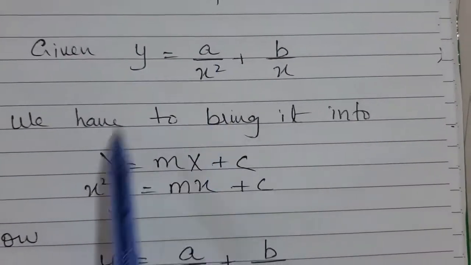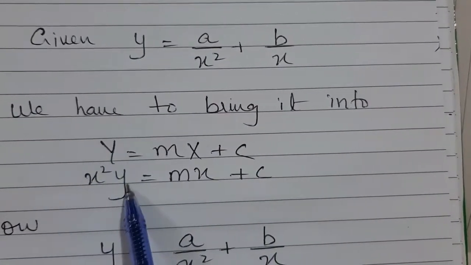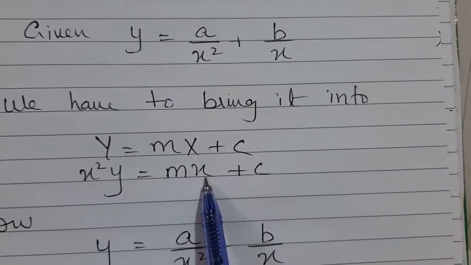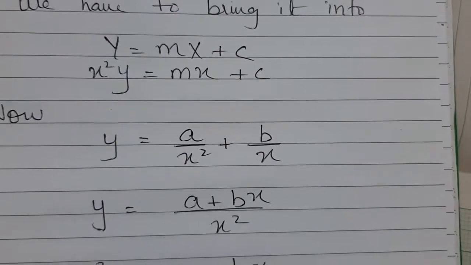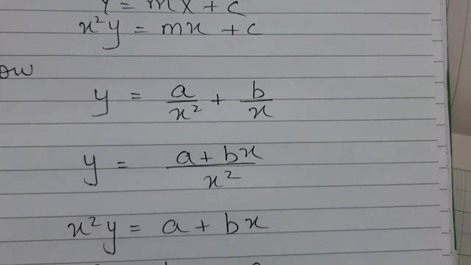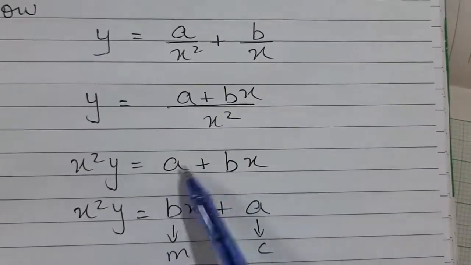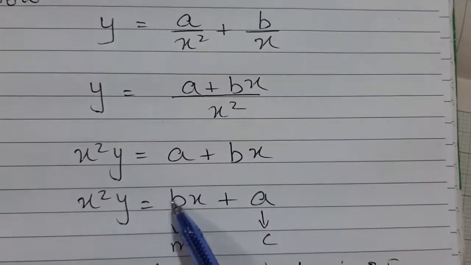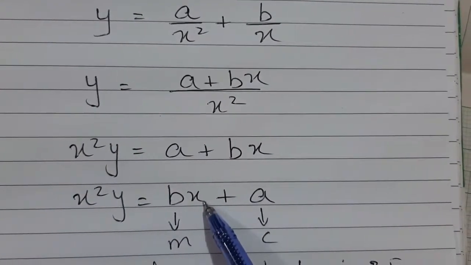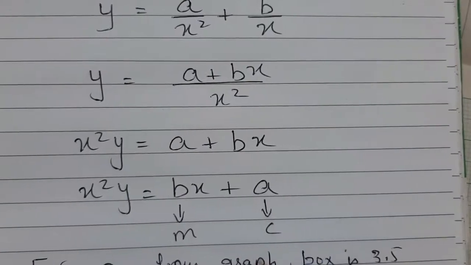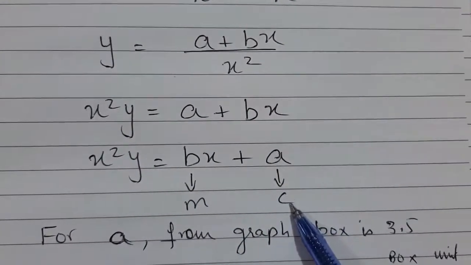So I have to change this equation into this form. Here I should have x square y, and here I should have x. So using this equation, I'm taking LCM. After LCM, I'm taking cross multiplication, and I just change the positions of these two terms. So this is my variable, and this is my constant. Perfect form. So this is my gradient m, and this is my c.